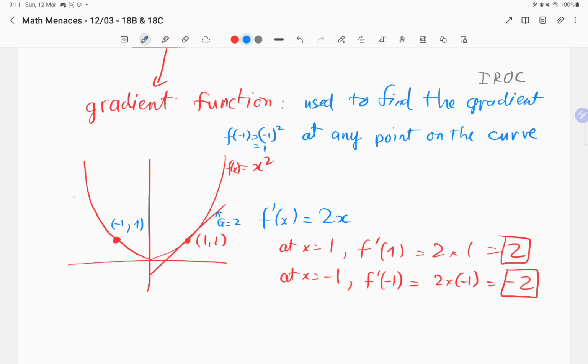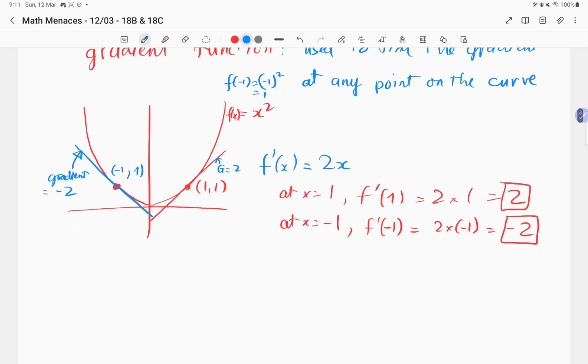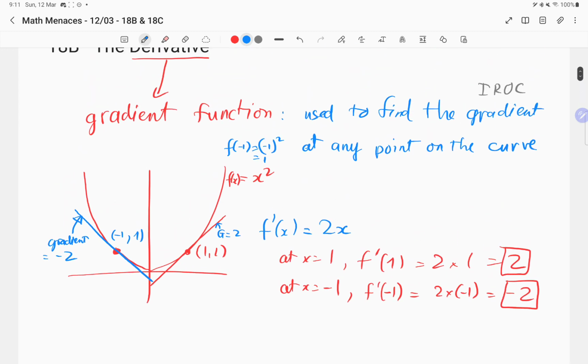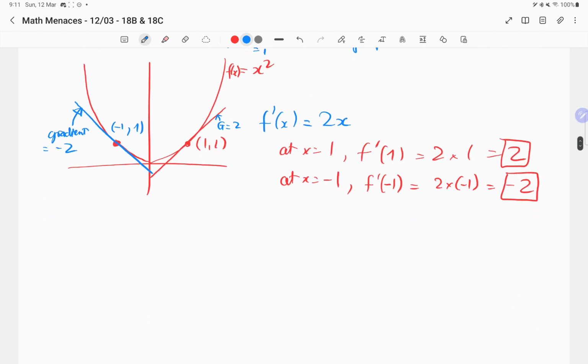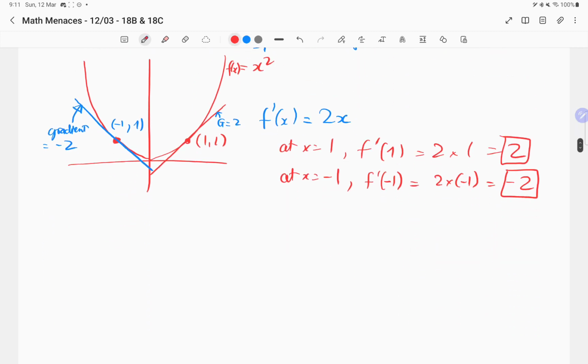Okay, and now if we draw the tangent line at that point, this one has the gradient of negative 2. It's a negative gradient because it's going down. Negative gradient just means that at that point the graph is going down when you go from left to right. Okay, make sense? Yeah. So that's the recap on the meaning of the gradient function, the derivative. Now we'll look into how to find the derivative.